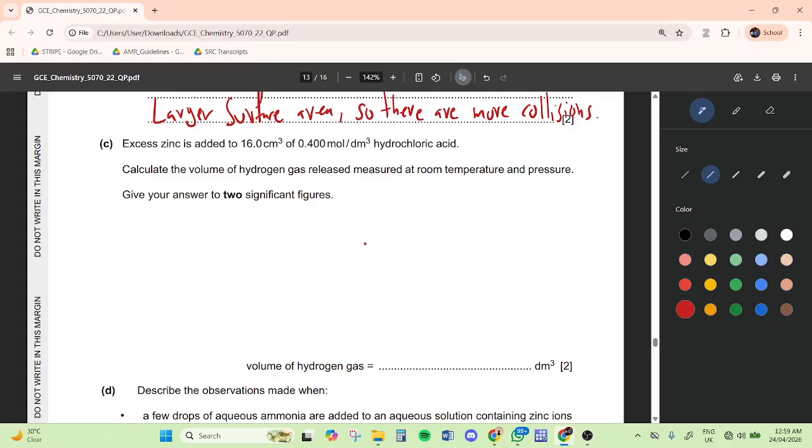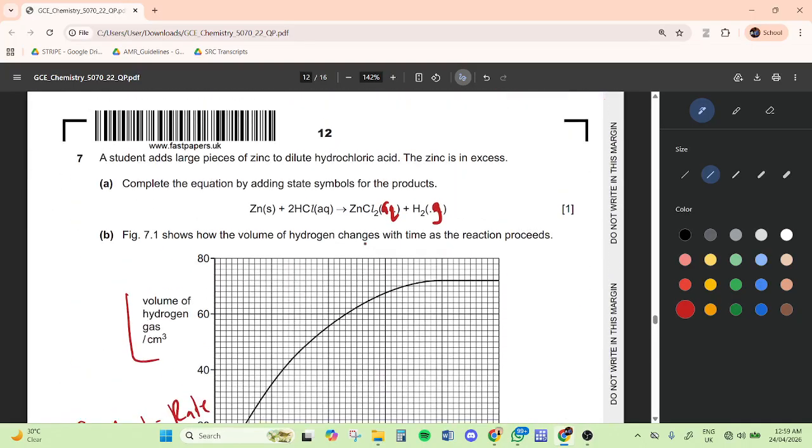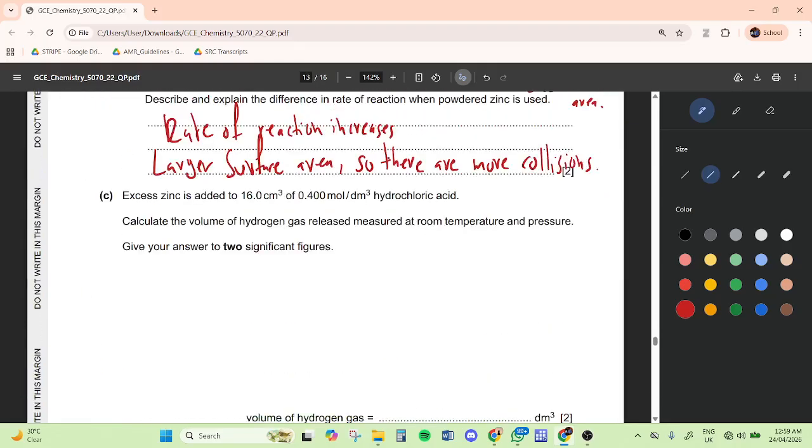Excess zinc is added to 16 cm³ of 0.4 mol/dm³ hydrochloric acid. Calculate the volume of hydrogen gas released, measured at room temperature and pressure. So we're going to have to take a look at the reaction. From the equation, the molar ratio is 2:1. So we're going to write that down. Molar ratio is 2:1. So let's calculate the moles of HCl.